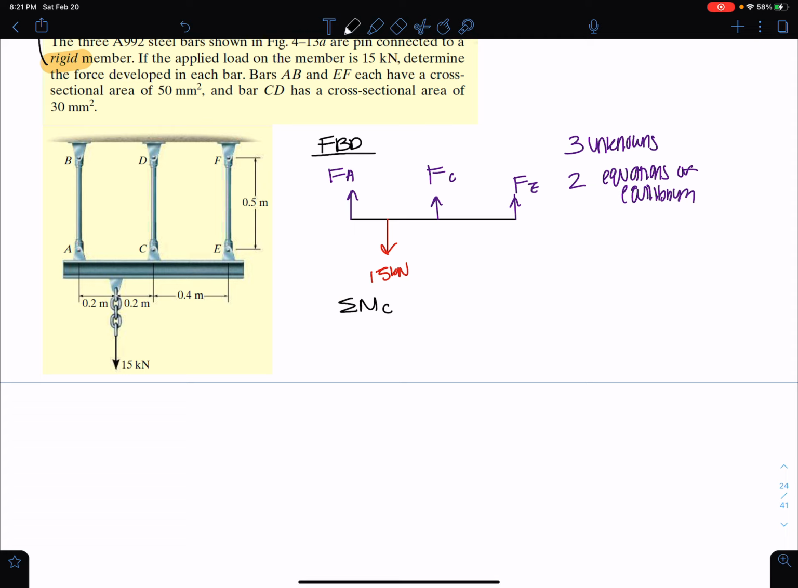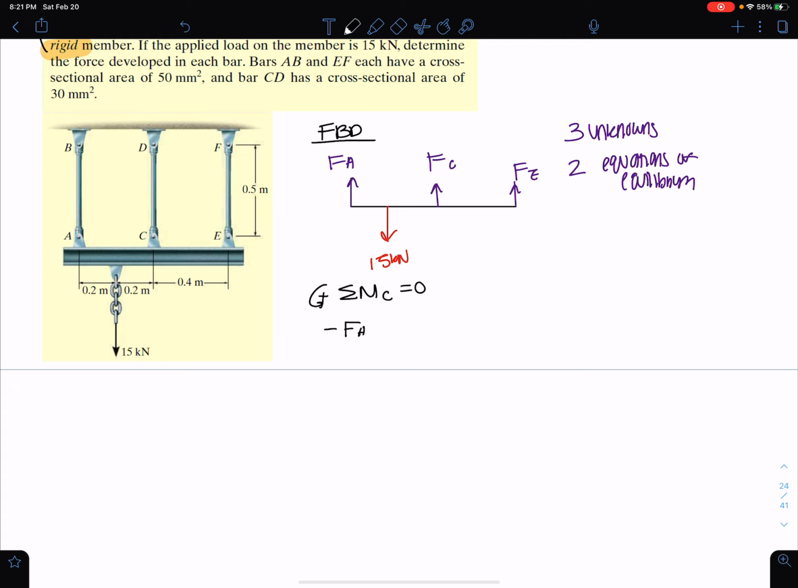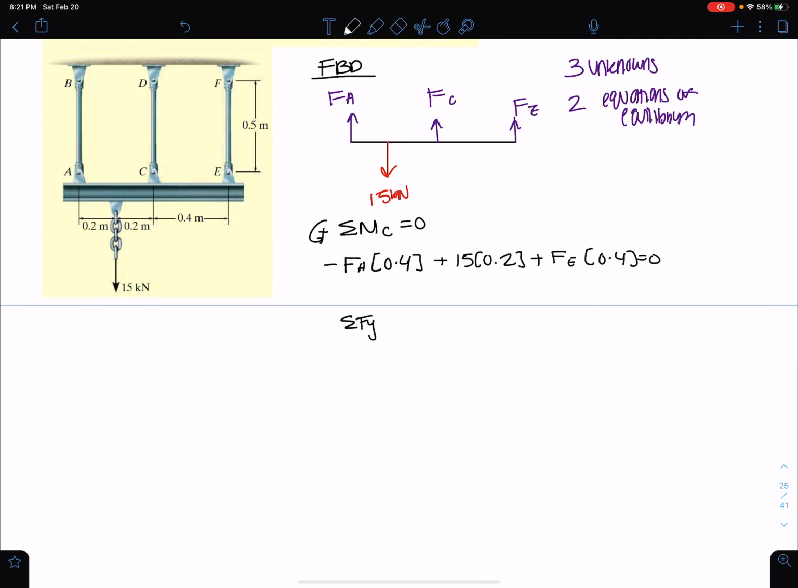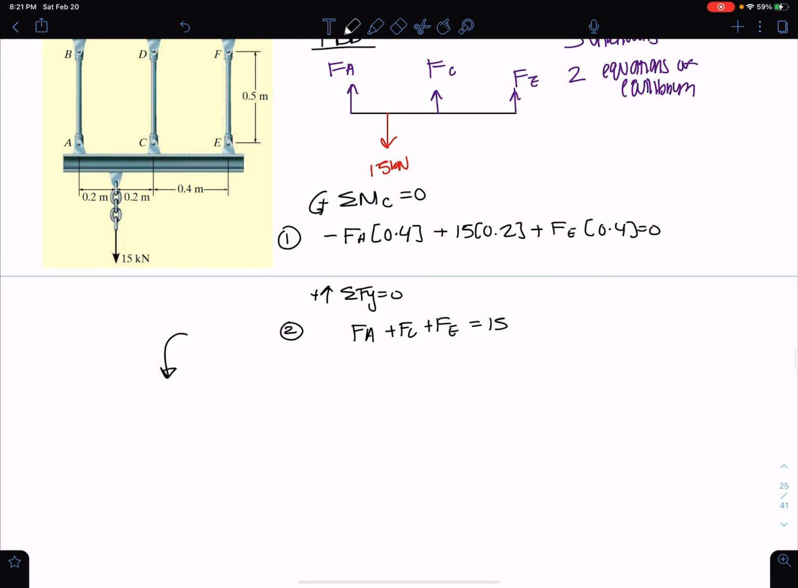So let's sum moment about point C. I get negative FA times 0.4 plus 15 times 0.2 plus FE. And then I can sum forces in the y. I get FA plus FC plus FE equals 15. So I have 1 equation, 2 equations, 3 unknowns. I need to now go to compatibility and develop a 3rd equation.